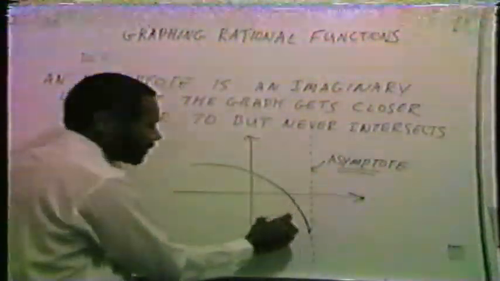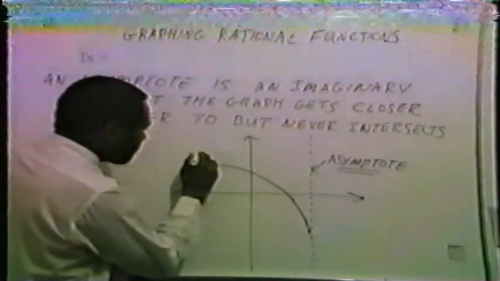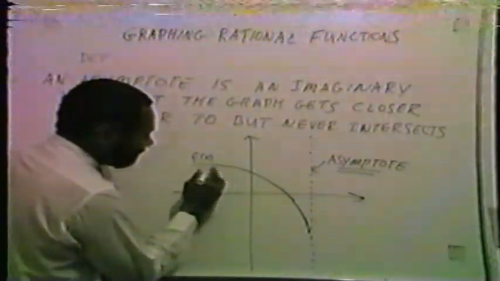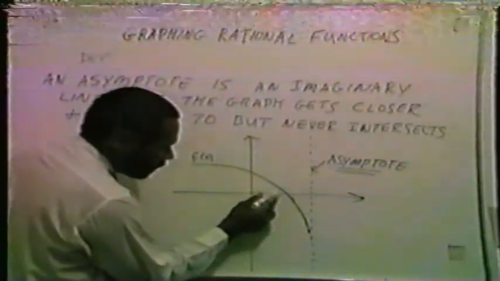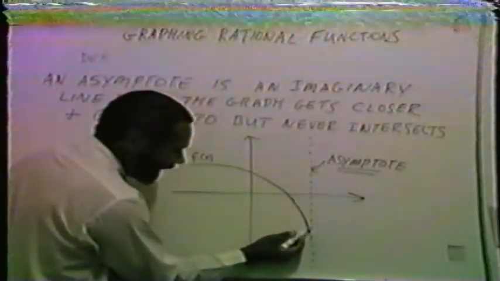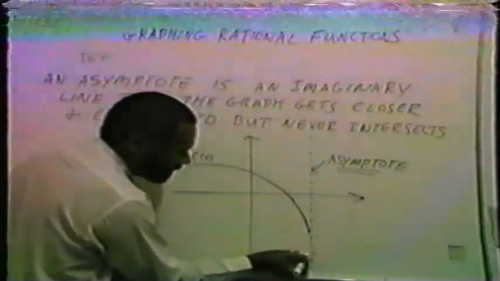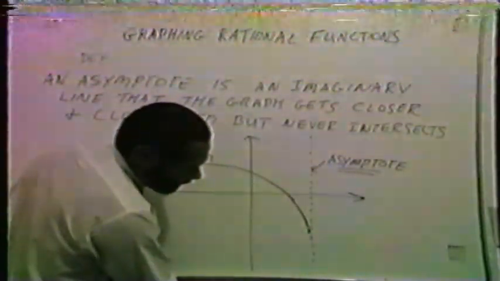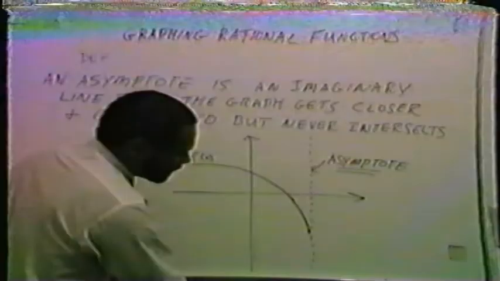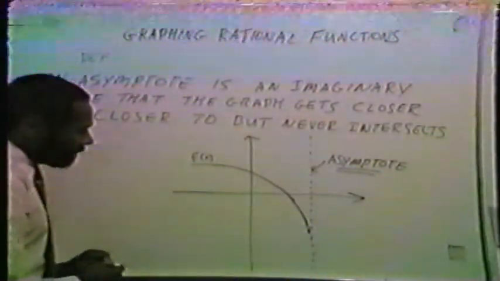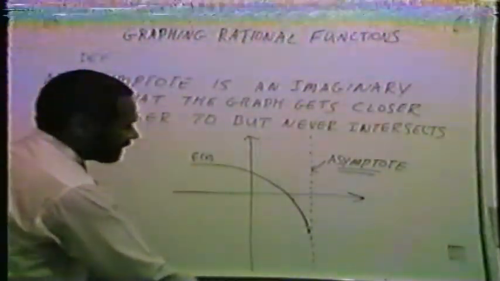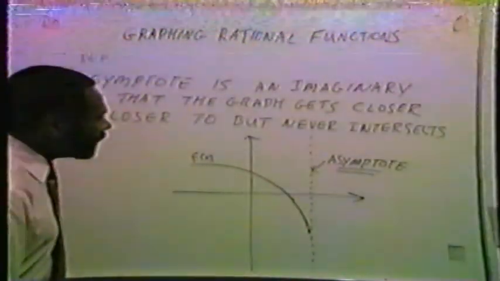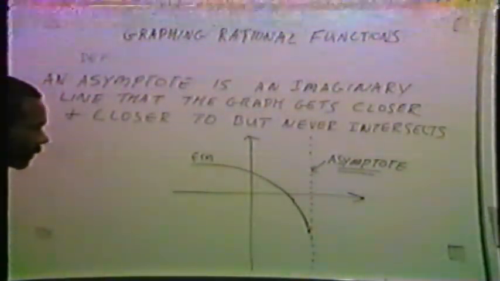That would be an asymptote, because the graph here, whatever it is, let's call it f of x, gets closer and closer to that imaginary line, but it never actually touches that imaginary line. I can keep on going way down here, indefinitely to infinity, as we say, and it won't touch that line until I get to infinity, that forever point. So that's what we mean by asymptote.